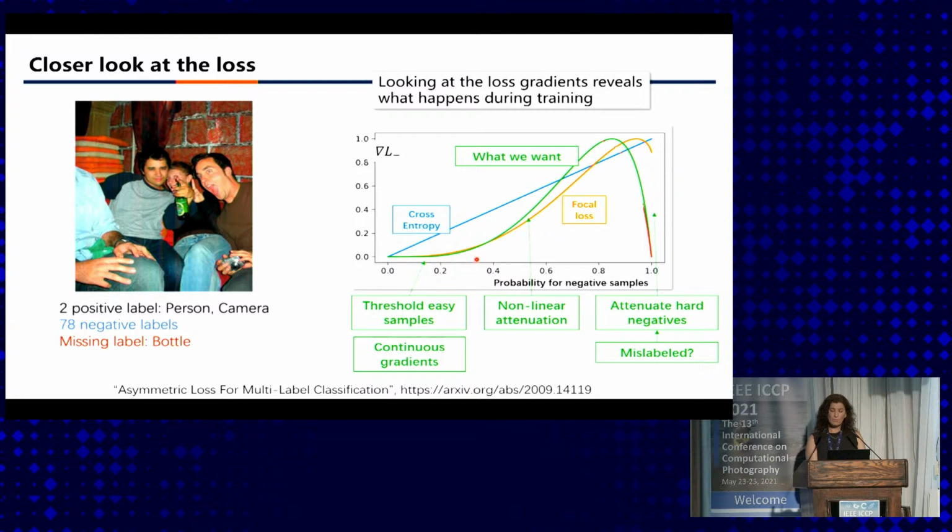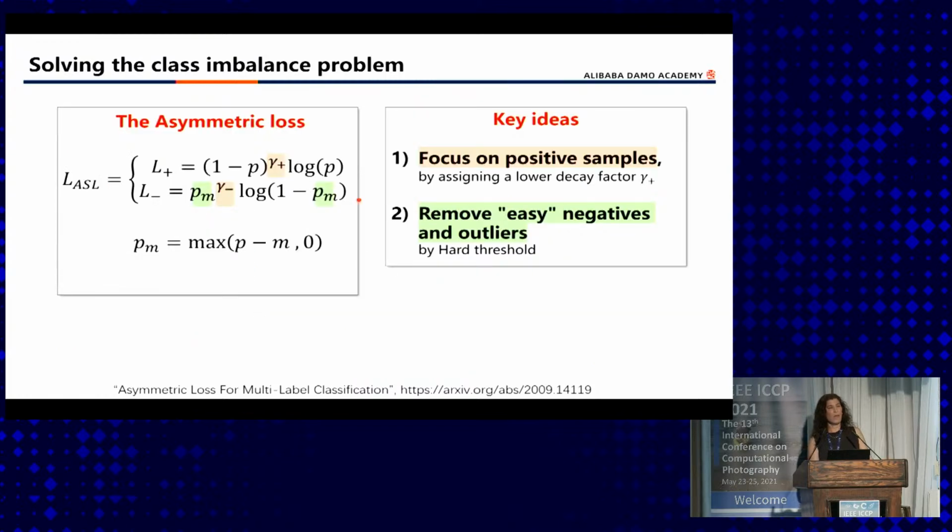You want to have continuity, and then you also want to somehow put focus on the positive samples. If you have only 2 positive labels and 78 negative labels, you want those 2 to somehow come up and dominate the training. Otherwise, the negative ones will dominate it, and it will not converge. So we were able to do this by proposing a loss function, which we call the asymmetric loss.